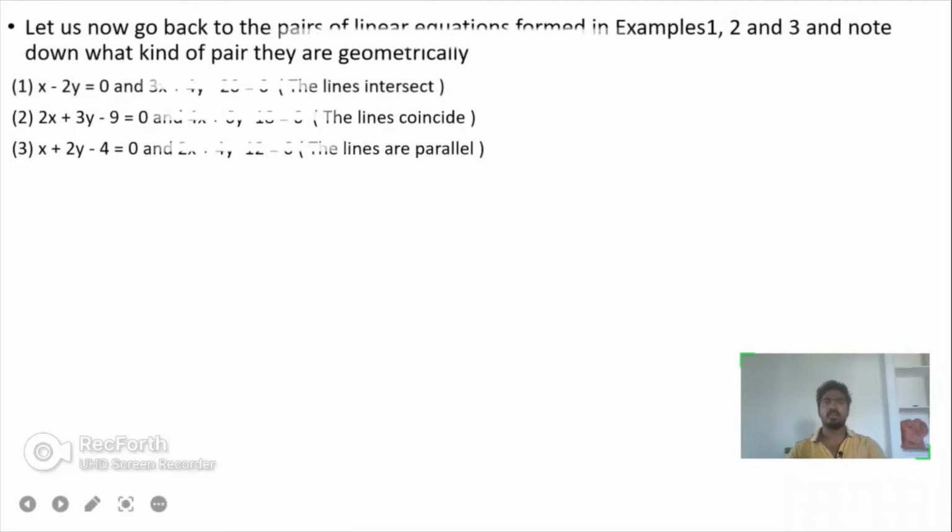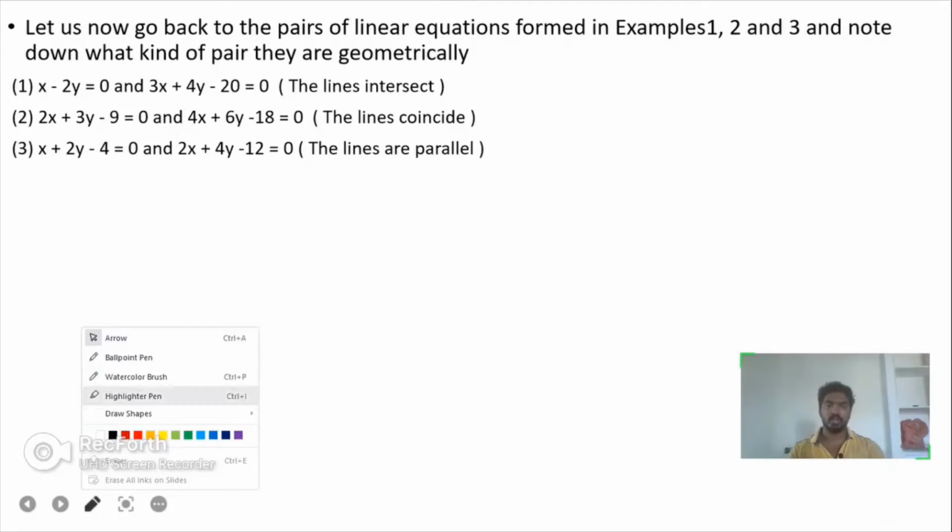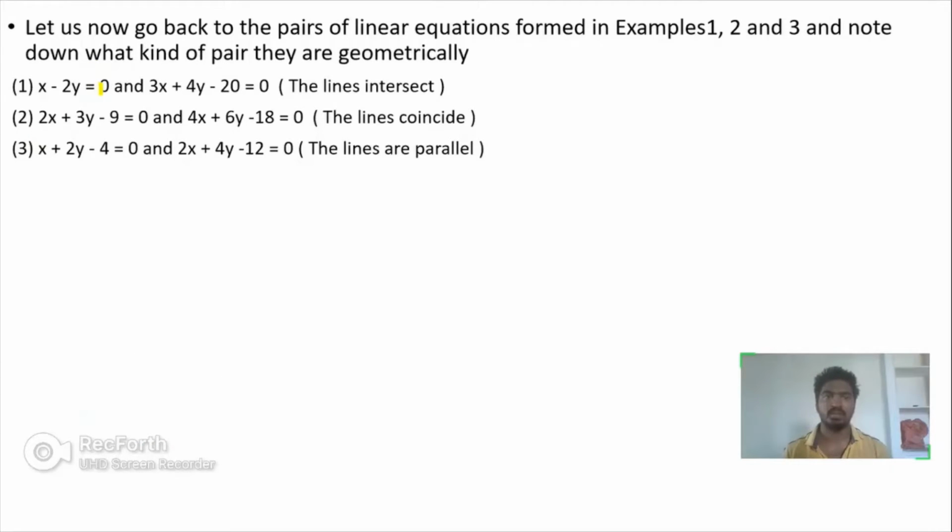So, in the concept of 3.3, the graphical representation of pair of linear equations, up to now we have solved 3 examples. So now, let us go back to the pairs of linear equations formed in example 1, example 2 and example 3 and note down what kind of pairs they are geometrically. Okay. So, example 1 deals with the giant wheel and Hopla ride.